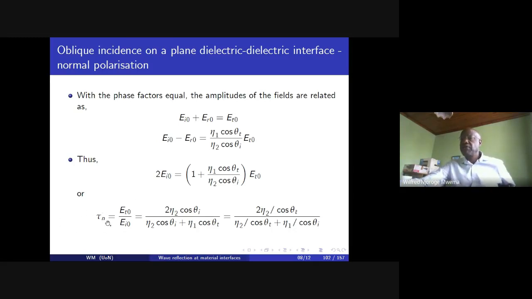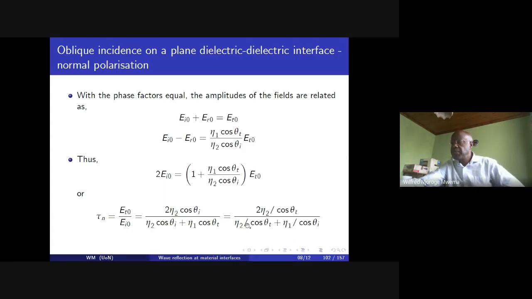And therefore, we can define a transmission coefficient for normally polarized waves, okay, wave with normal polarization, tau n as Et0 by Ei0, and this is going to be given by 2 eta 2 cos theta I over eta 2 cos theta I plus eta 1 cos theta t. We can divide through by cos theta I cos theta t, okay, that product, and what we get is that the top becomes twice eta 2 by cos theta t over eta 2 divided by cos theta t plus eta 1 by cos theta I.